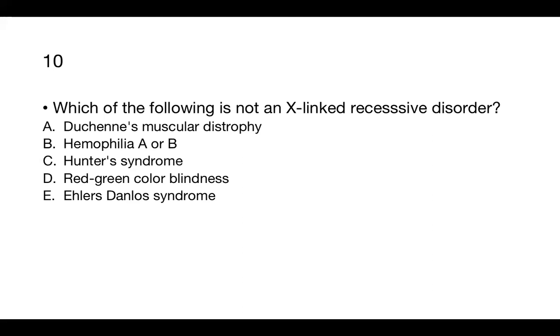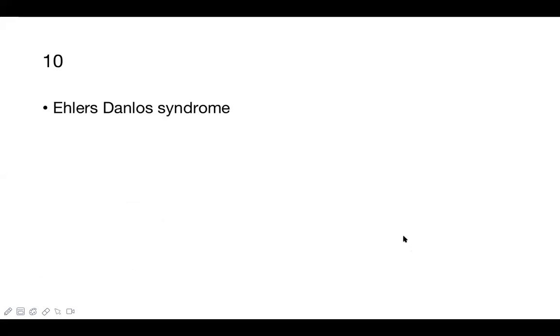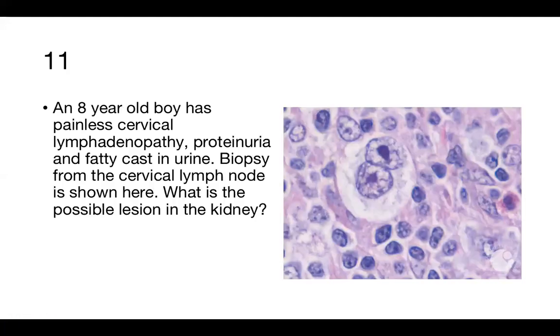Hunter syndrome, it's a type of lipid storage disorder. Red-green color blindness. This will give a lot of problems during driving, and these people maybe cannot even get a license. Ehlers-Danlos syndrome, I already talked about. Now we have a bit of time before it disconnects, so let's do one more case.